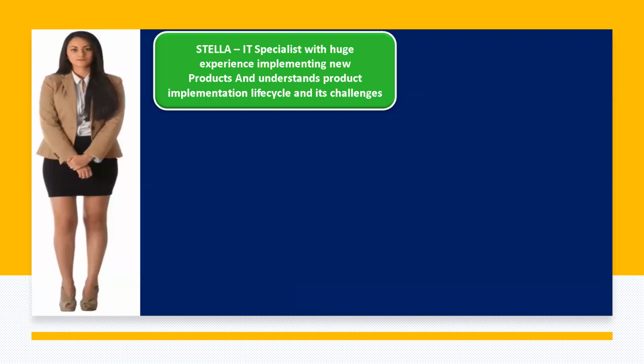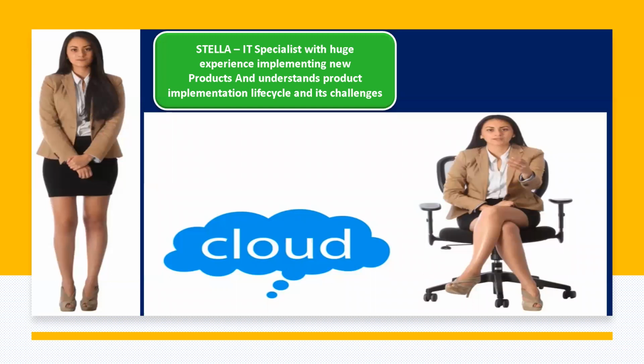So what is he thinking now? He plans to discuss with an IT expert who has good experience implementing things in new organizations. Take the example of a person who has huge experience in implementing new products and understands the product implementation life cycle and its challenges. So he approaches one of these experts and tells his plan, what he is thinking, what he wants to do. Here, what she is suggesting now is a cloud environment instead of an on-premises environment.